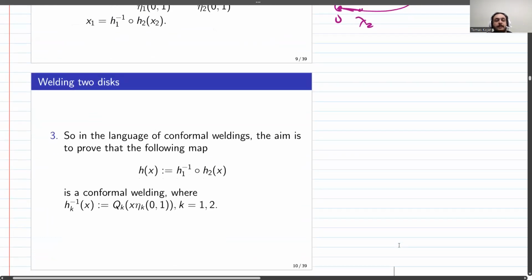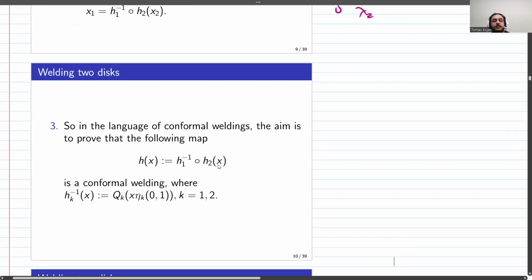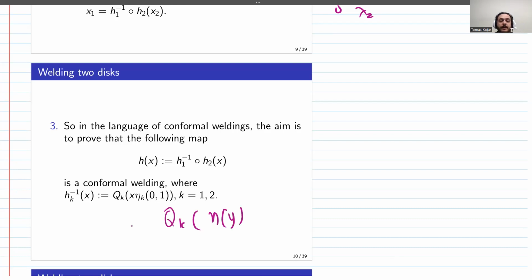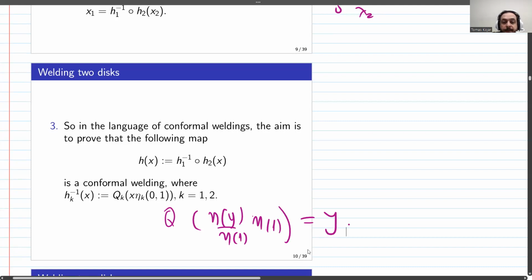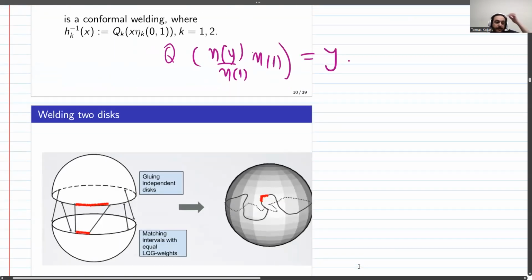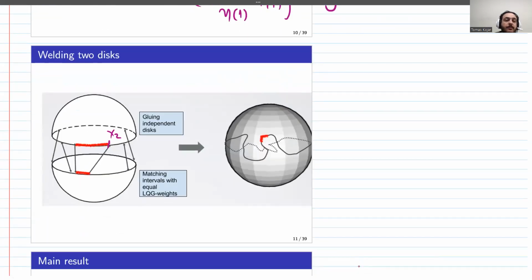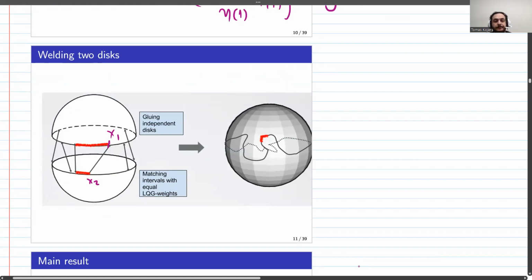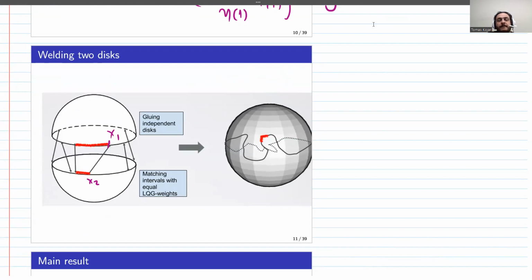So in the language of conformal weldings, we have a homeomorphism H1 inverse H2 of x, where H1 is the inverse of the normalized map. So Q of eta, on 0 to 1, is the inverse of the normalized map, right? So eta of Q of y over eta 1 is equal to y. The picture is that we have these two disks, and we glue them based on the normalized quantum length. Okay, and so we obtain some loop in the sphere that has some very interesting properties.